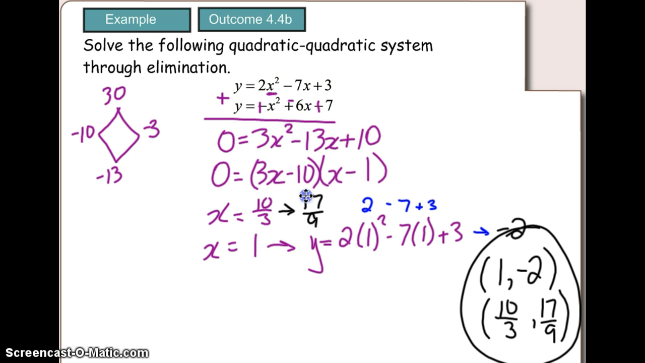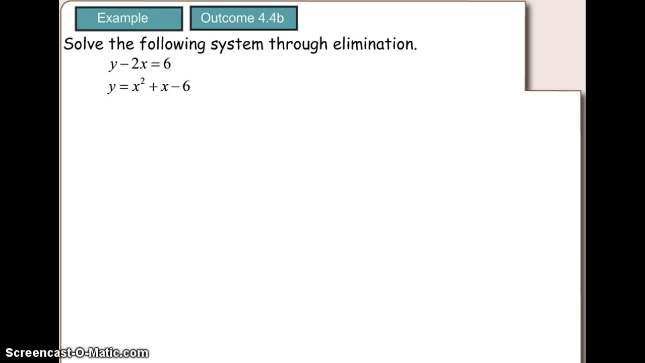Now we got one more example here. The last example that we're going to do, it's a linear quadratic system. If you recognize right away, this first equation does not have an isolated y. So that's a good place to start. Now as a general rule of thumb, when we're doing elimination, and if you have a quadratic and a linear, put the quadratic on top. It's going to prevent you from having a negative x squared value, which is easier to work with.